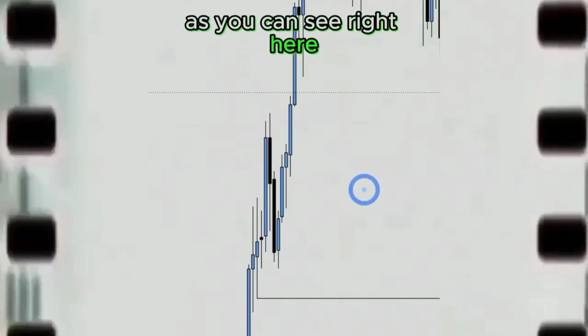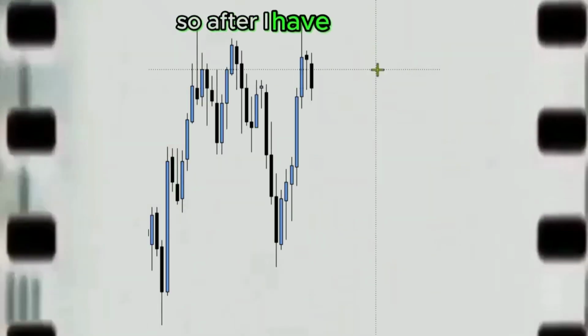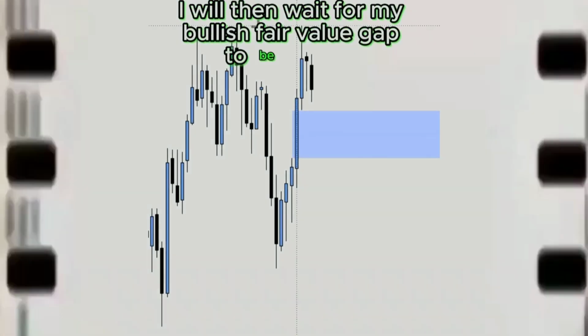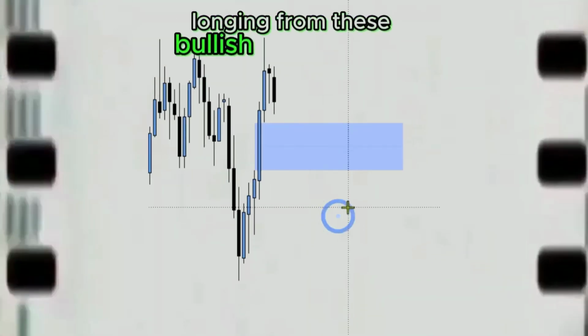As you can see right here, we have equal lows. Now, equal lows are my favorite type of liquidity draw. So after I have noticed my liquidity draw and the equal lows below, I will then wait for my bullish fair value gap to be formed. Now, most ICT traders are used to longing from these bullish fair value gaps, but I actually do the opposite.